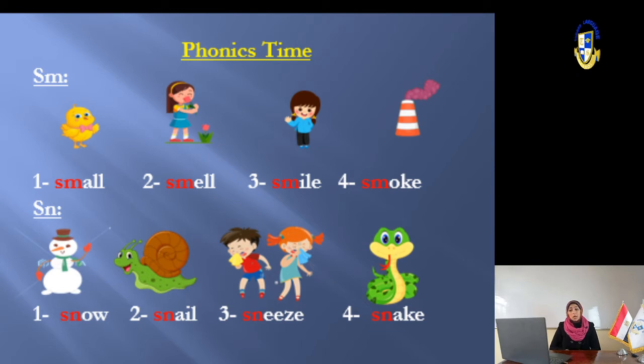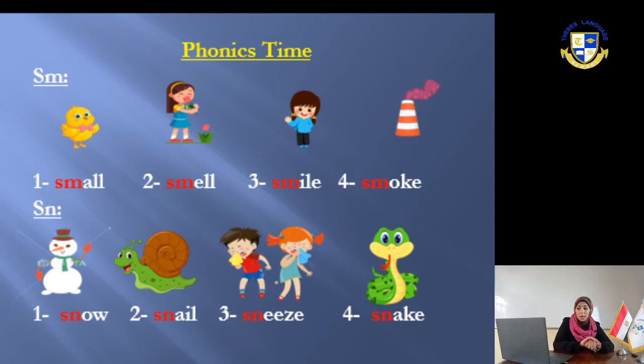For the phonetics time, we have the blends of the two letters S and M. I pronounce them sm: small, smell, smile, smoke. Again, small, smell, smile, smoke. Then I have the blends of the S and the N. So it will be sn: snow, snail, sneeze, snake. Again, snow, snail, sneeze, snake.